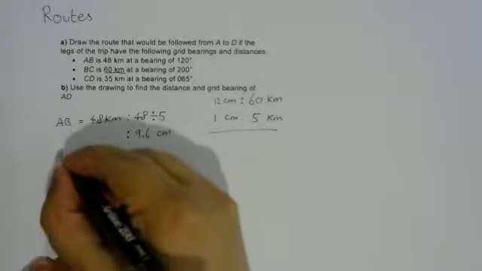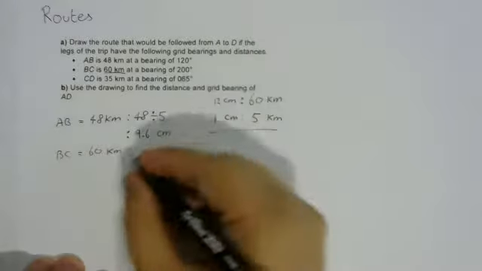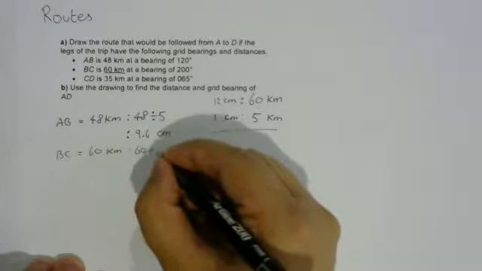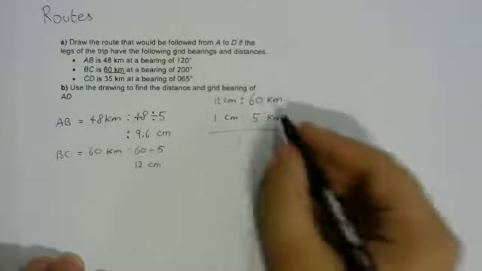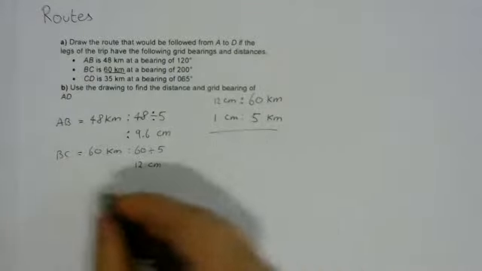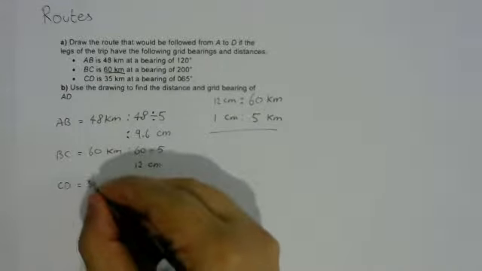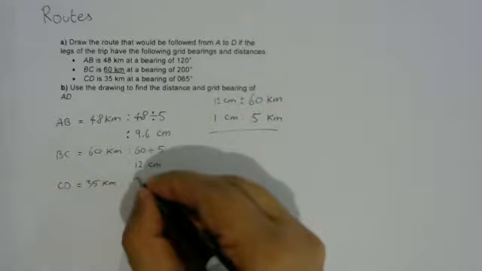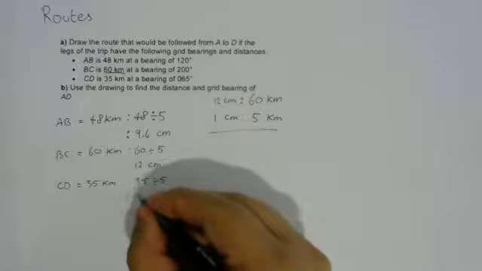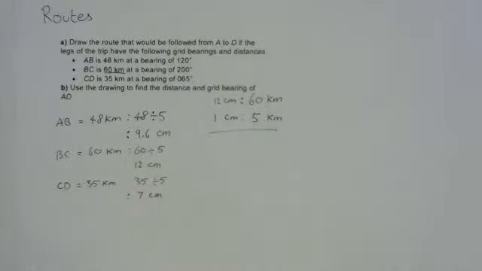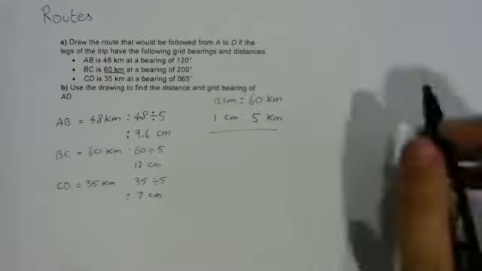Similar working for B to C. We have 60 kilometers, and that's going to be proportional to 60 divided by 5, and we know that that's going to be 12 centimeters. We kind of made it to be that way. Then length CD is equal to 35 kilometers, which is proportional to 35 divided by 5, and you should be able to do that one out of your head. That will give you 7 centimeters. Alright, we've scaled all of those distances. Now we need to draw them.